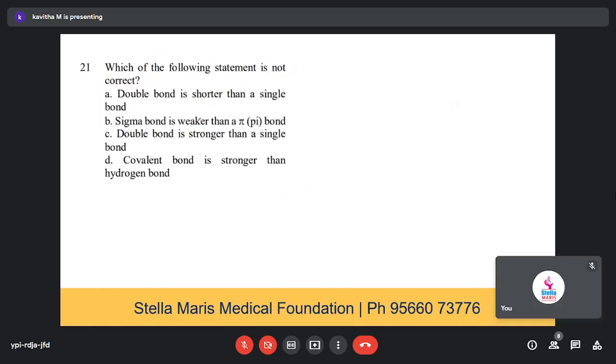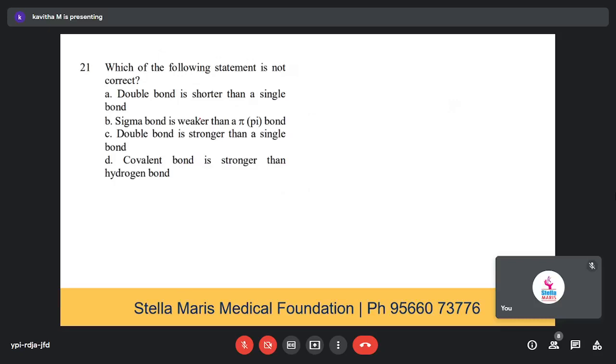The next: which of the following statements is not correct? See the question again. Which of the following statements is not correct? So you have to choose the wrong answer. The double bond is shorter than the single bond. Of course, the double bond is shorter than the single bond. Next, sigma bond is weaker than the pi bond. That is not correct. Sigma bond is very strong because there is a direct overlap between the atoms.